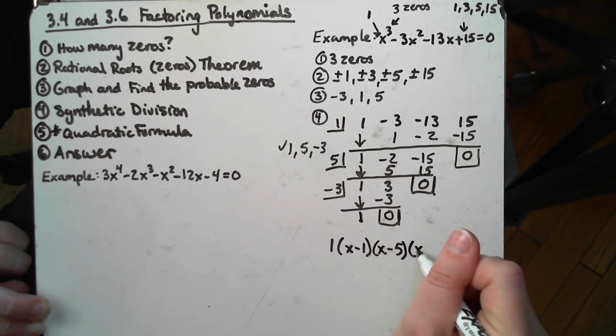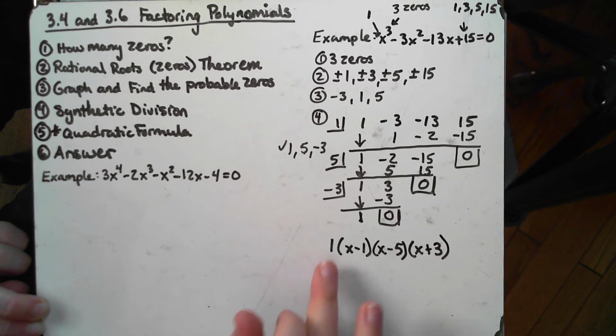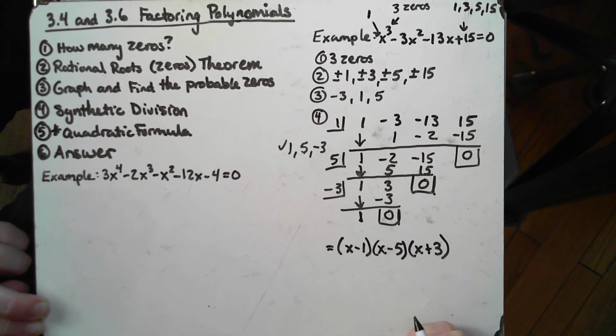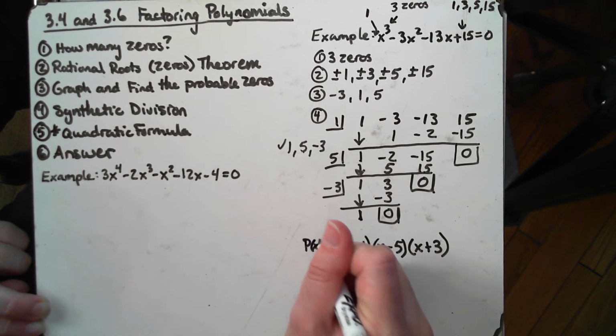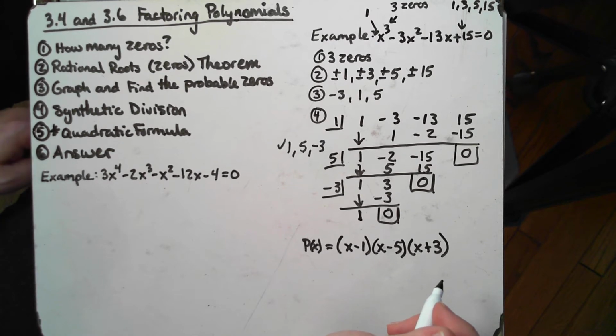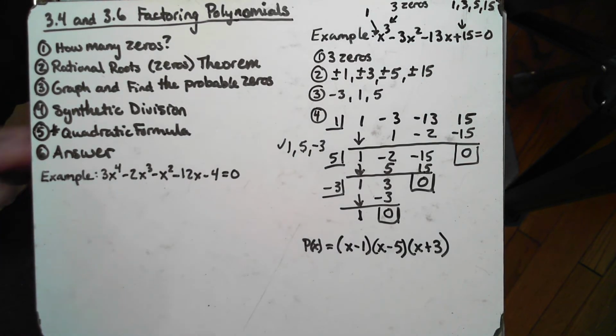And x minus negative 3. Okay, now I'm going to get rid of that 1 because, like I said, 1 times anything, you don't technically need to write the 1. So this is my factored form for my polynomial. Okay, that's completely factored. And if I wanted to check my answer, I could multiply all of these together and make sure I get that.